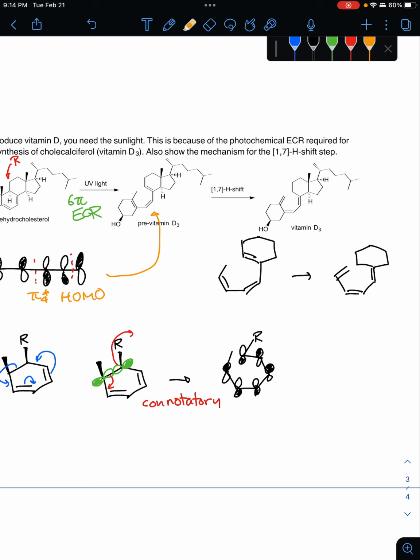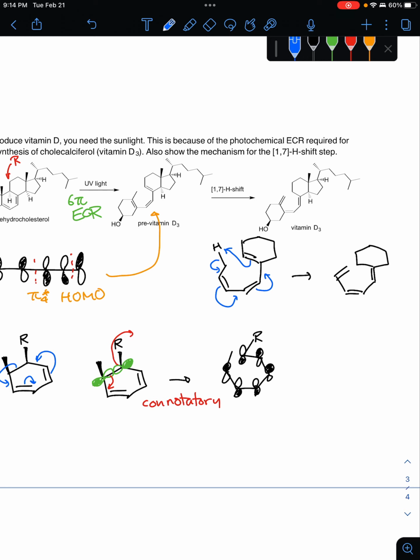So what's going on here? We make the observation that there's a hydrogen missing from this methyl group, and then there's a hydrogen gained by that carbon. So let's see if we can depict that here. Okay. So that would do the 1,7 shift.